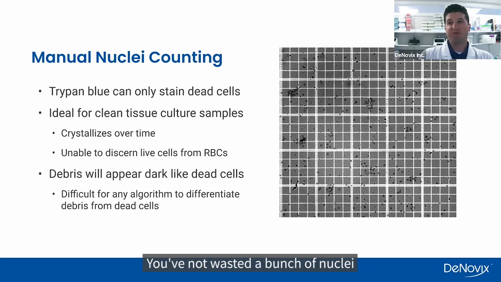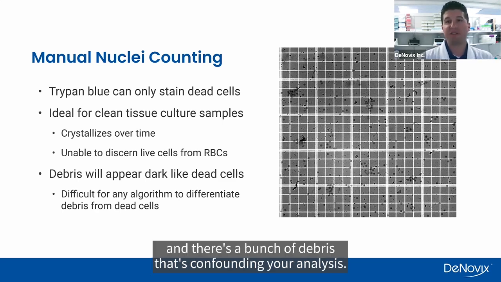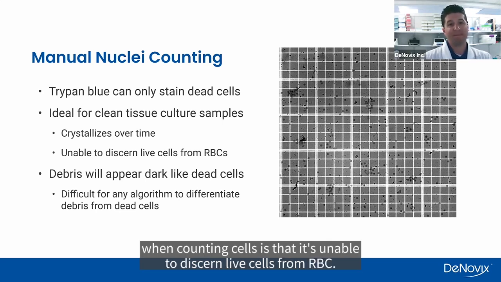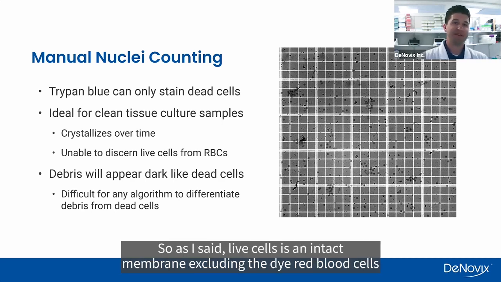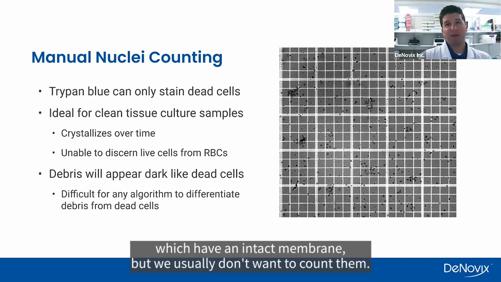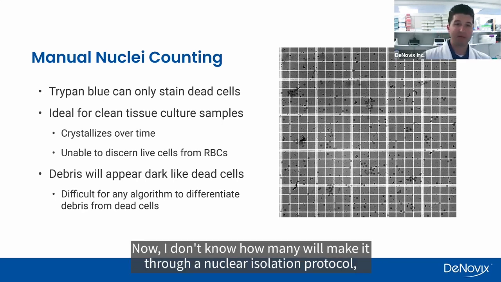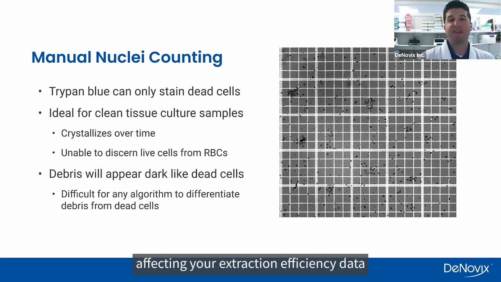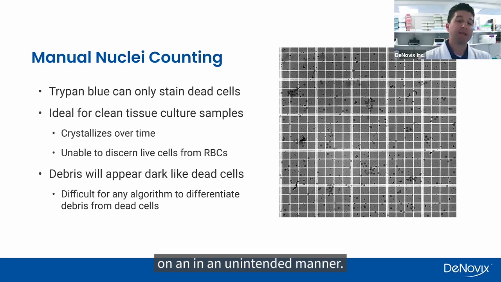You've now wasted a bunch of nuclei and there's a bunch of debris that's confounding your analysis. The other problem that we've run into with trypan blue when counting cells is that it's unable to discern live cells from RBCs. As I said, live cells with an intact membrane exclude the dye. Red blood cells would have an intact membrane, but we usually don't want to count them. Now, I don't know how many will make it through a nuclei isolation protocol, but they could be there, and you don't want them affecting your extraction efficiency data in an unintended manner.